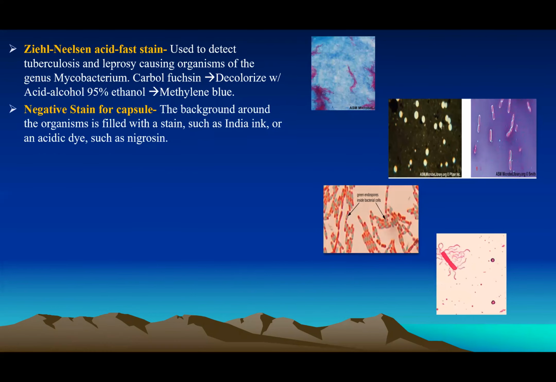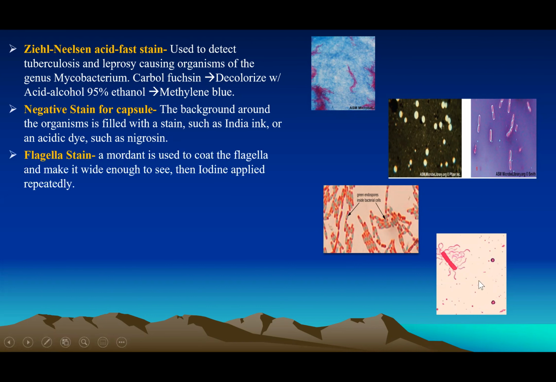There's a negative stain for visualizing capsules. The background around the organism is filled with a stain like India ink or nigrosin or acidic dye. In flagella staining, a mordant is used to coat the flagella and make it visible to see, and then iodine will be added repeatedly.